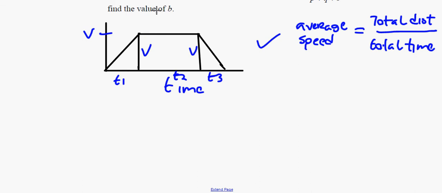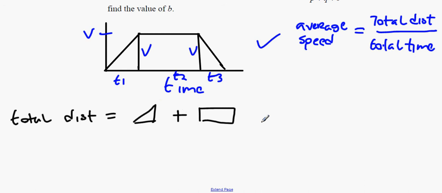To get the total distance you need the area. So total distance equals the area of the triangle plus the rectangle plus the triangle. So remember, half base by height for the triangle. So we get a half t1v, plus vt2, and then a half t3v. So what we should get here is this.